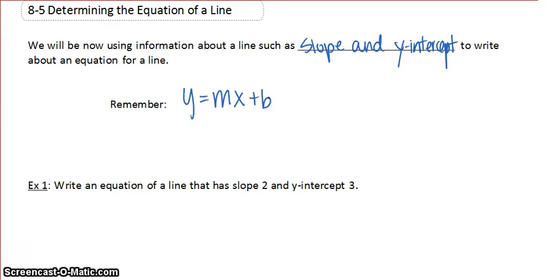So x and y are our coordinates, obviously, and m equals our what? Slope. Hopefully y'all knew that. And b equals our what? Y-intercept. So just keep that in mind.